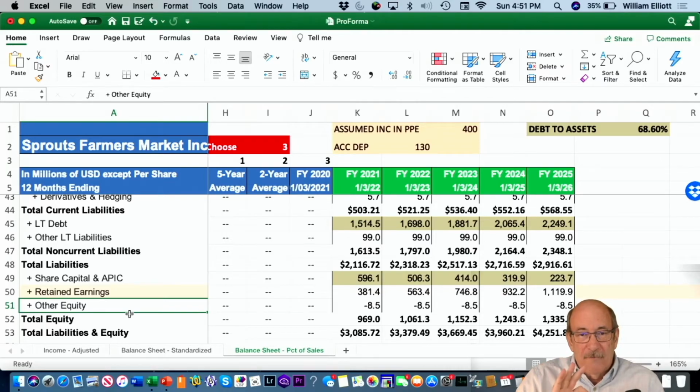And again, once I've written these formulas, I can change the growth rate assumptions, I can change other assumptions in the spreadsheet. I don't have to worry about the balance sheet balancing. It's going to do it automatically.